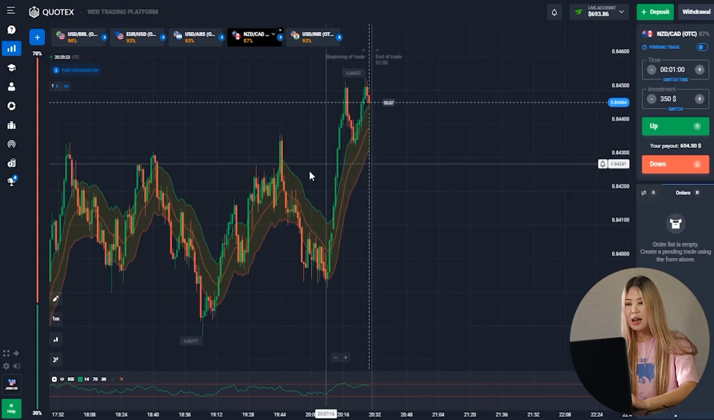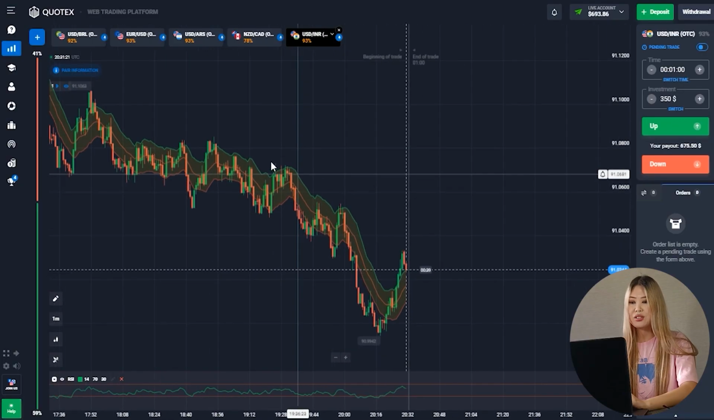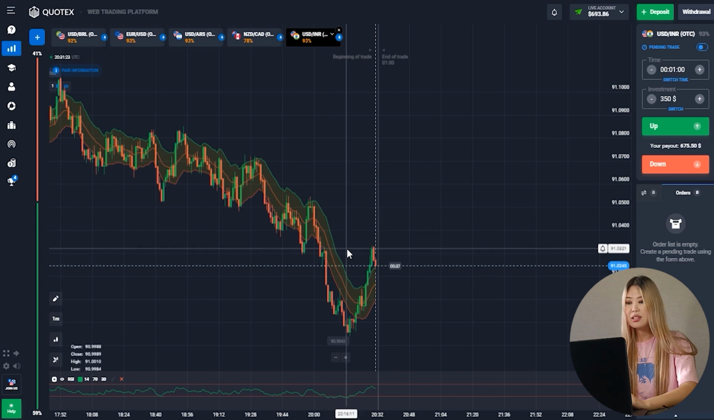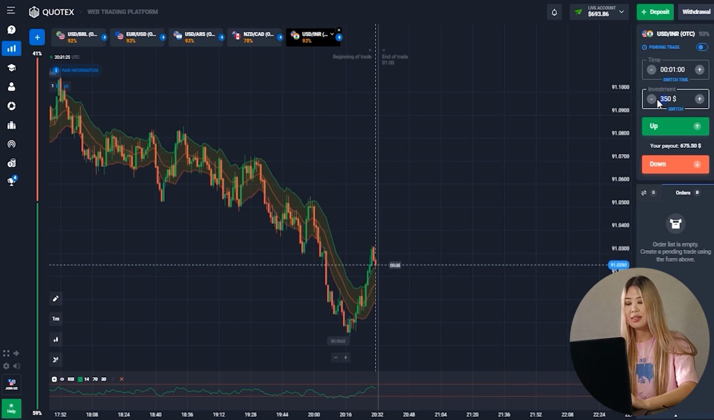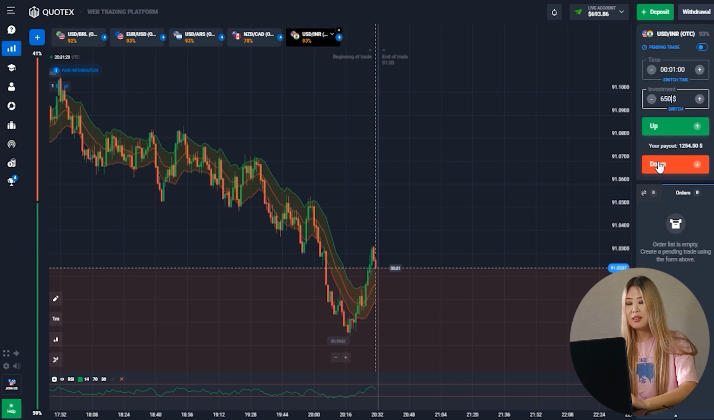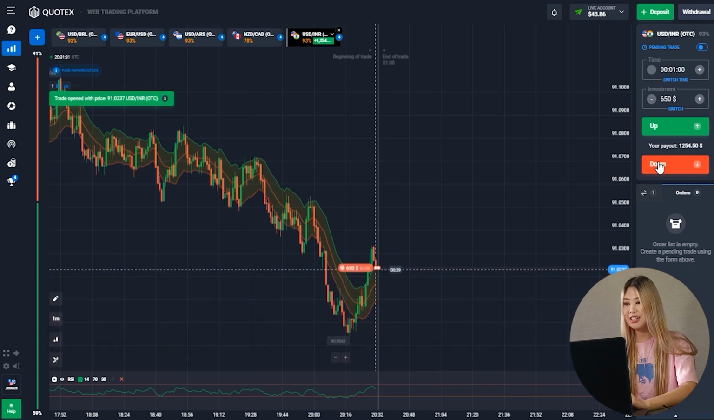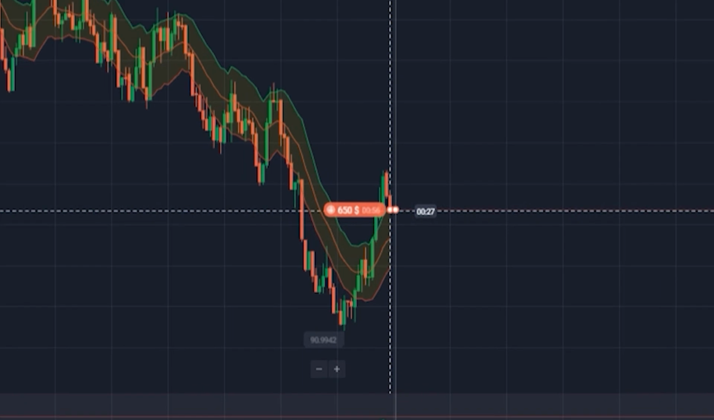Let's find other points on the American dollar and the Indian rupee. Guys, on this currency pair I can see the same situation. As you can see, the price has reached the resistance level and started this downward movement, and I want to get this movement, so $650 trade down. Let's go.